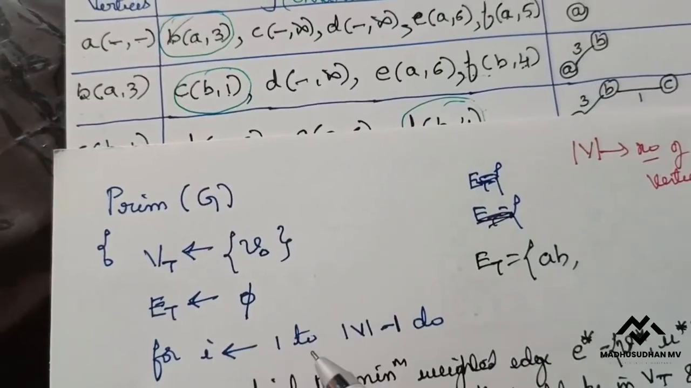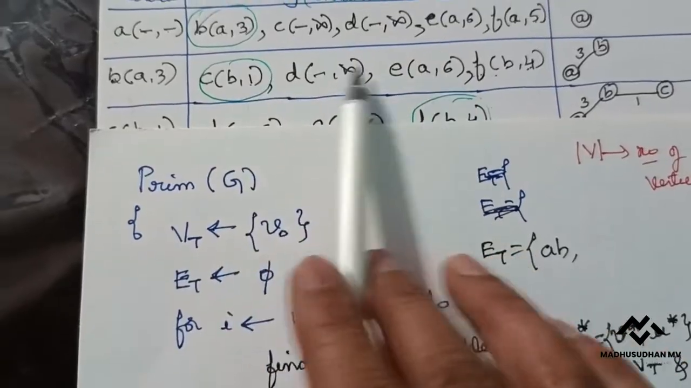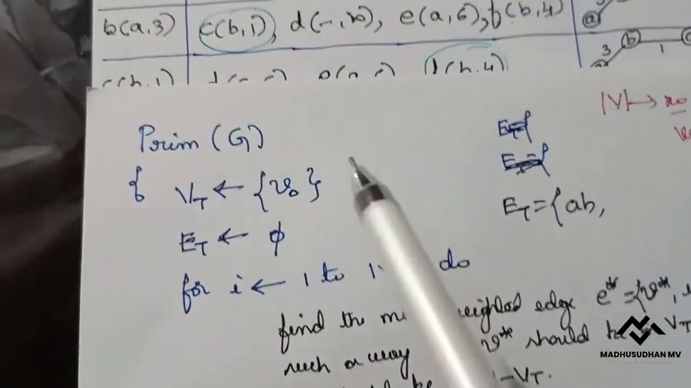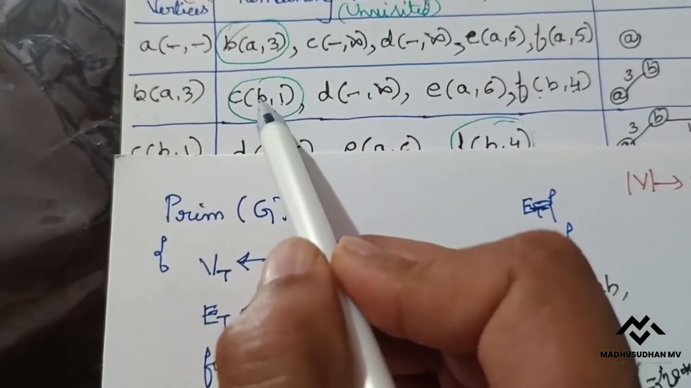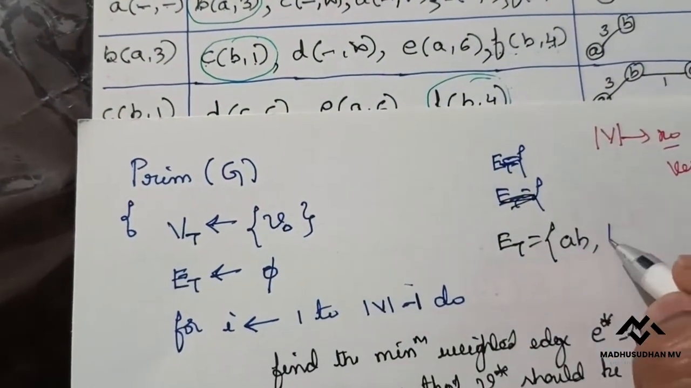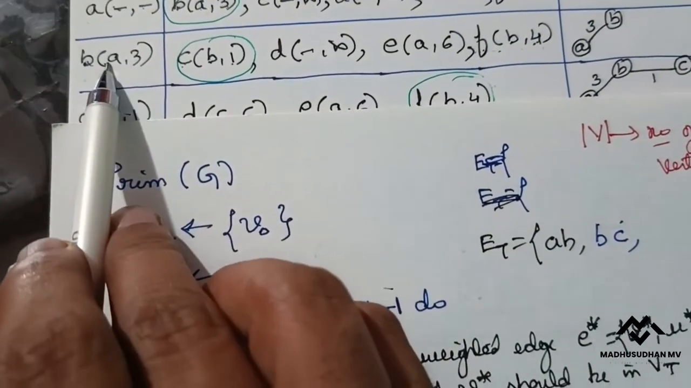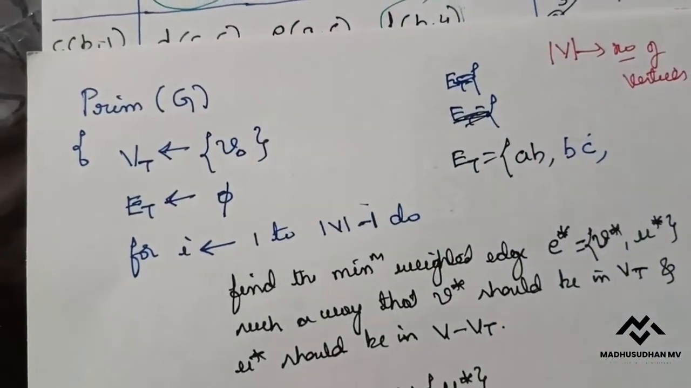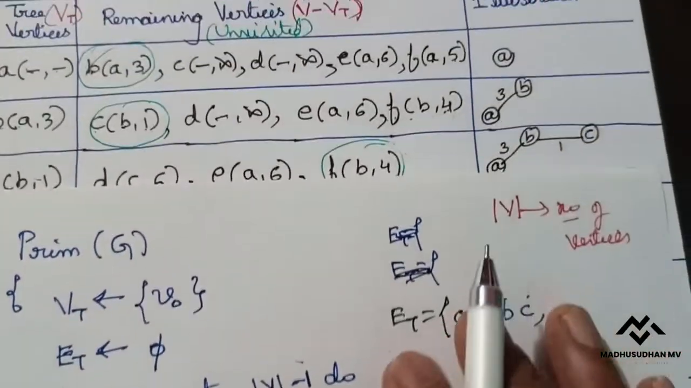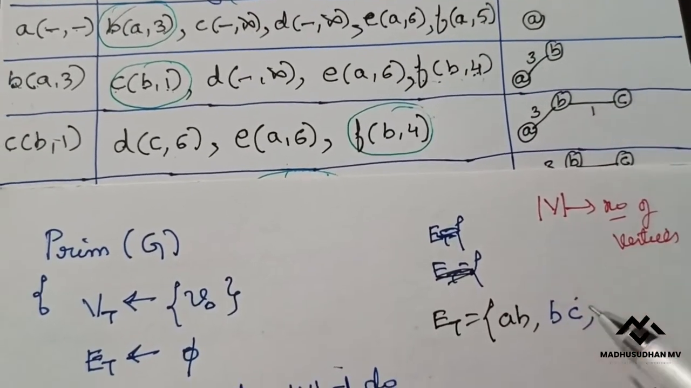Now again, I becomes 2, 2 is less than or equal to 5, true, comes inside. Now again find the minimum weighted edge. Among the edges of 1, infinity, 6, 4, 1 is the minimum. So I selected this edge, from B to C. B is visited, C is unvisited. So B comma C, I am including C in my partial tree, so that BC I include in my ET.